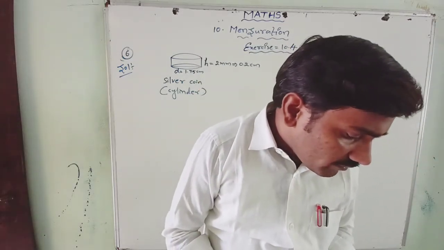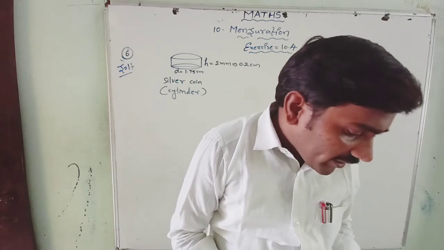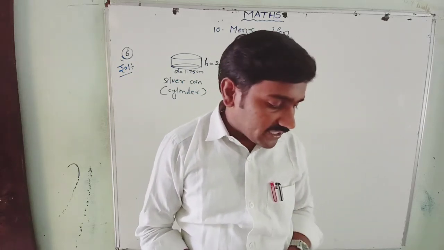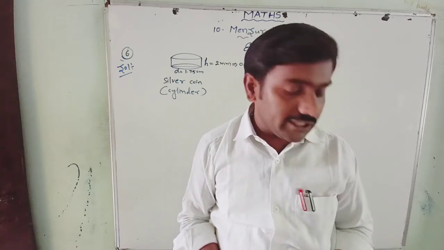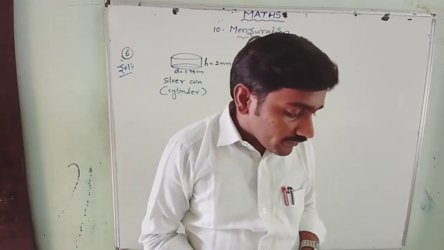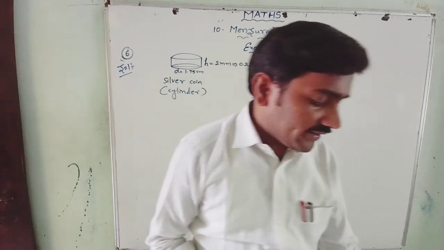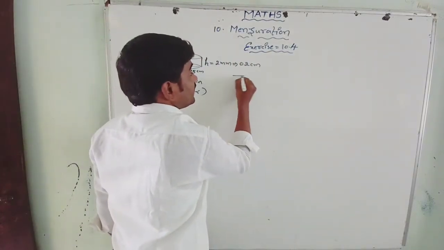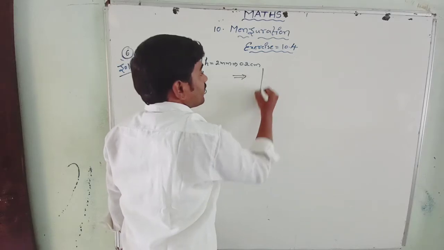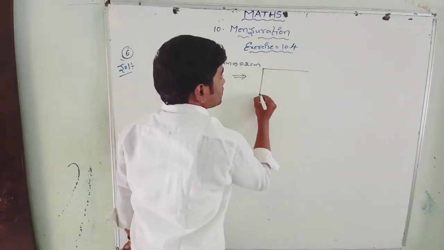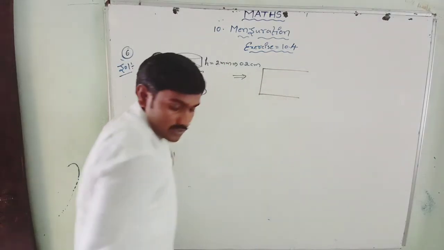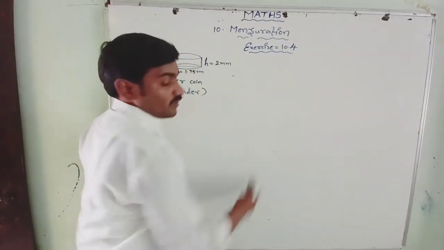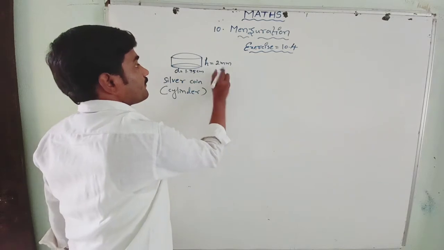So we need to melt silver coins to form a cuboid with dimensions of 5.5 centimeters length, 10 centimeters breadth, and 3.5 centimeters height. How many such silver coins need to be melted so that we get a cuboid?